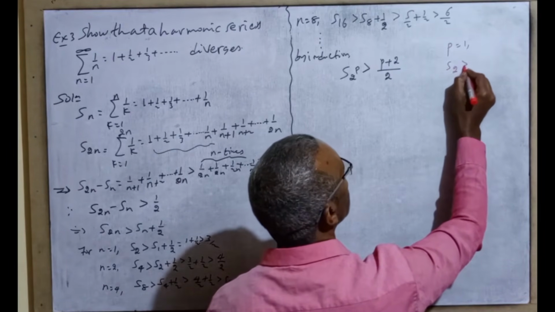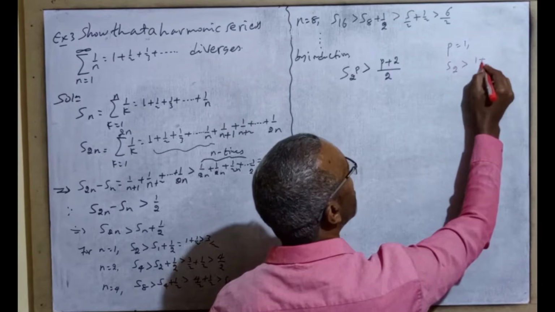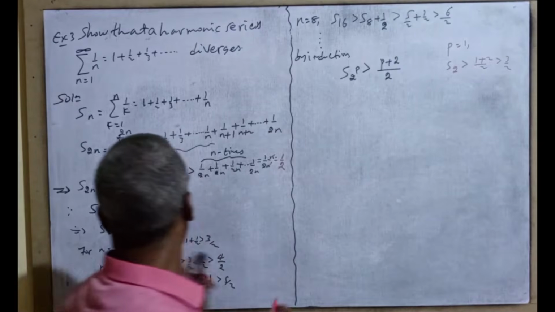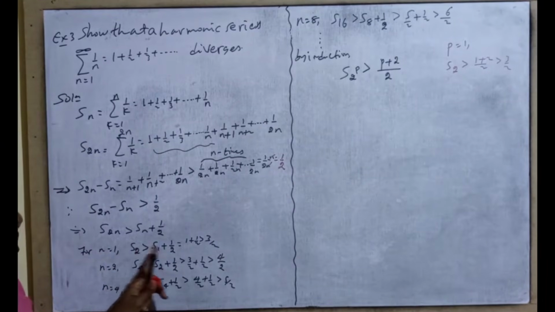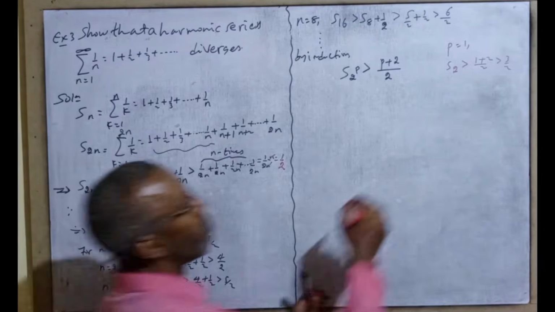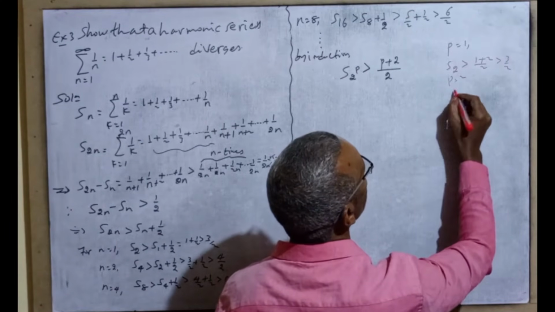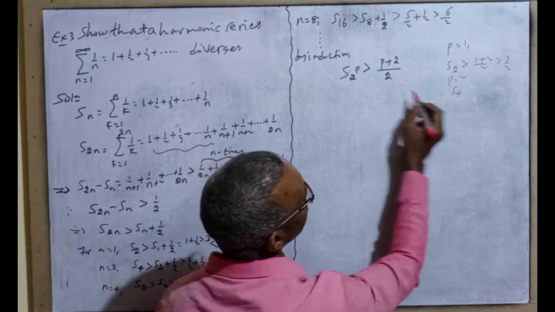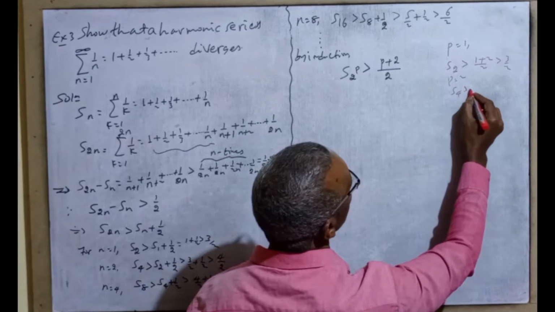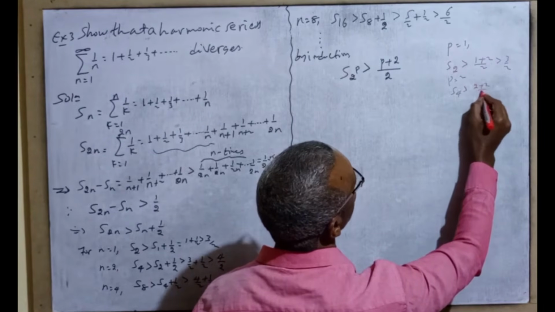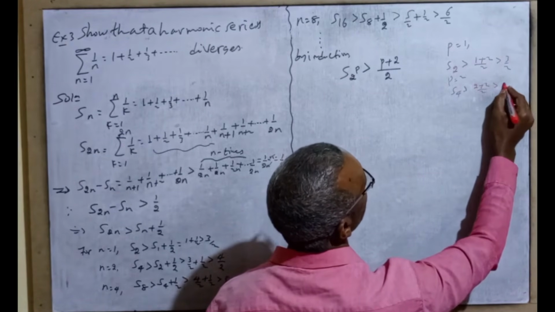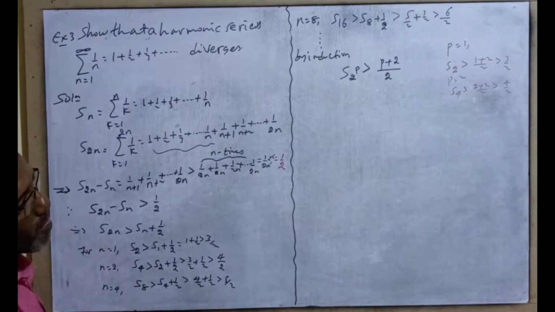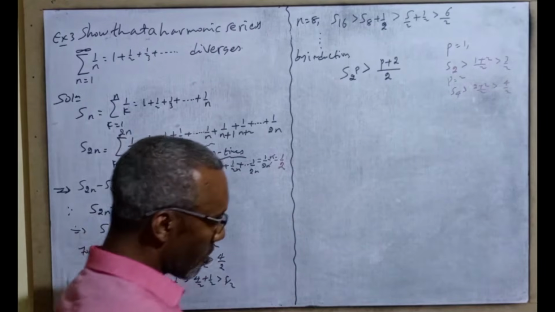s2 is greater than, since p is 1, 1 plus 2 divided by 2, which is 3 over 2. So s2 is greater than 3 over 2. If p is equal to 2, s4, since 2 raised to 2 is 4, is greater than 2 plus 2 divided by 2, which is 4 over 2. So s4 is greater than 4 over 2, that is 2. We can do this in the same way.